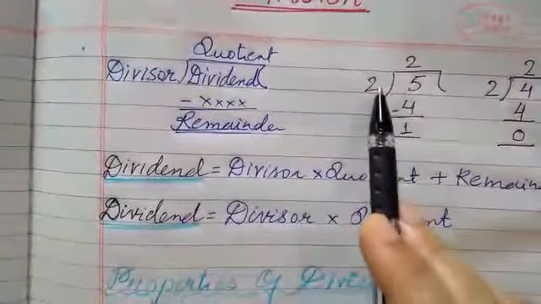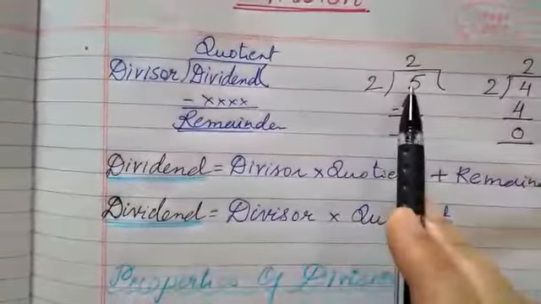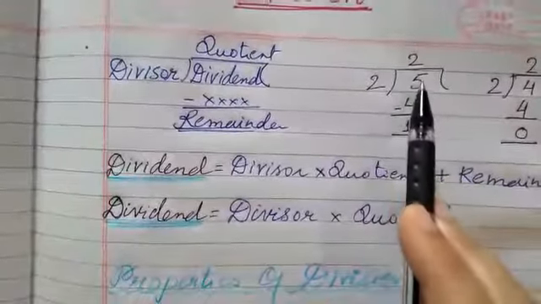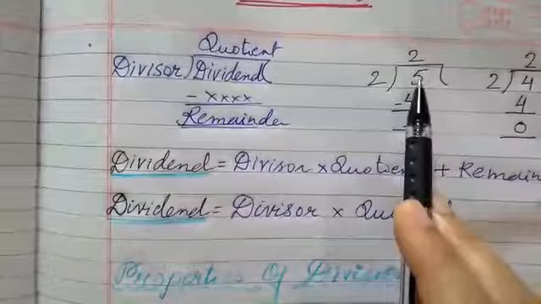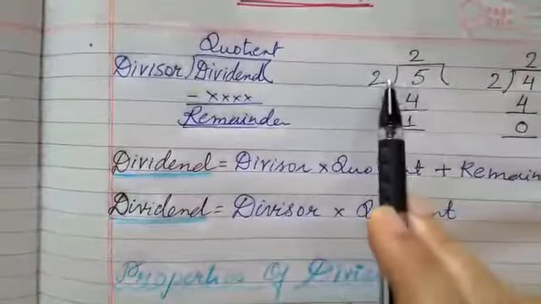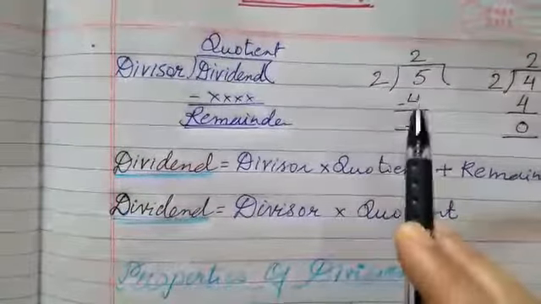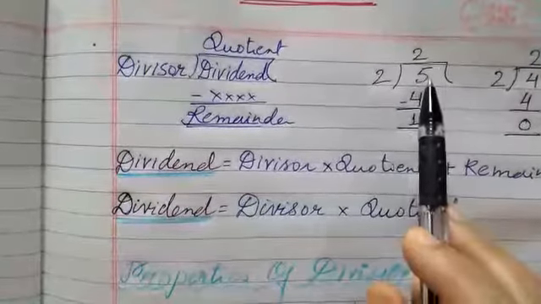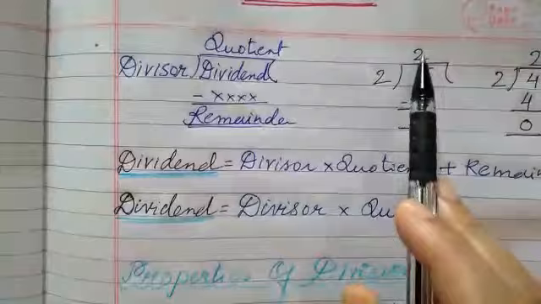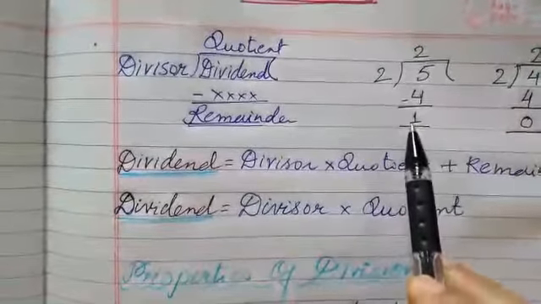How to divide 5 by 2? How many 2's are there in 5? There are 2 2's. If you have to take out sets of 2 from 5, how many sets of 2 will you get? 2, no? 2 2's are 4. 5 minus 4 is 1. Here 5 is the dividend, 2 is the divisor, this 2 is the quotient, and this one is the remainder.